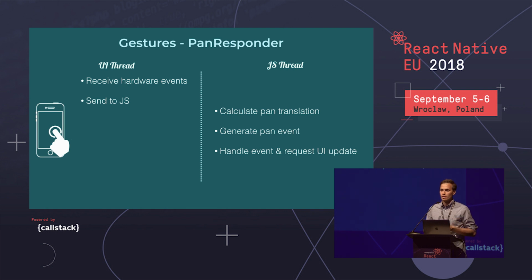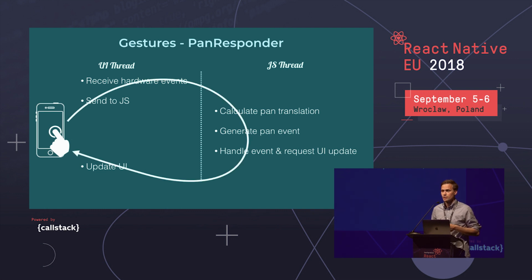translate those raw touch events into pan events, that is, dragging, like how far we have dragged since the gesture started, for example. Then we can handle those events in JavaScript, update the view accordingly, and send the updates to native. So we have this long update loop that starts in the UI thread, then goes to JavaScript, and then gets back to the UI thread, which is very similar to how requestAnimationFrame-based animations work.